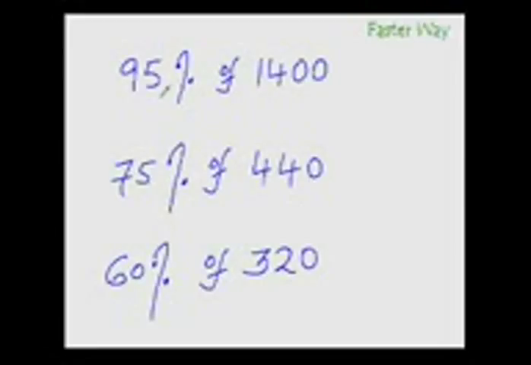Now, you find out the percentages of these numbers. So, 95% of 1400. 95% is nothing but 100% minus 5%, and 100% of 1400 would be 1400, the number itself. So 10% is 140. So 5% is half of that, that is 70. So 1400 minus 70 is 1330. That's your first answer. Now look at the second one.